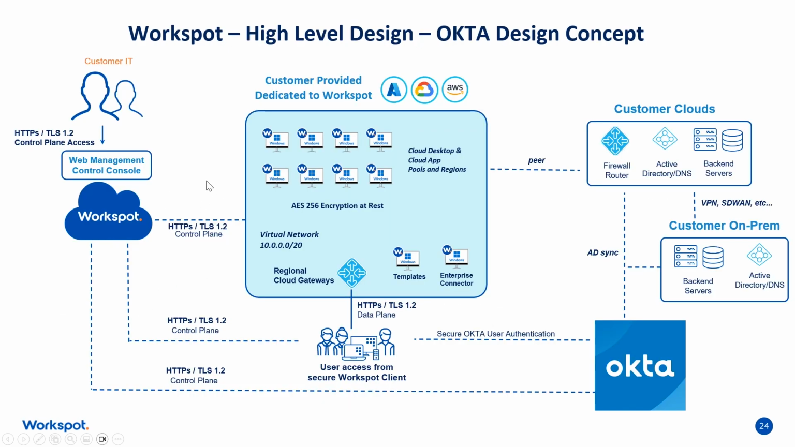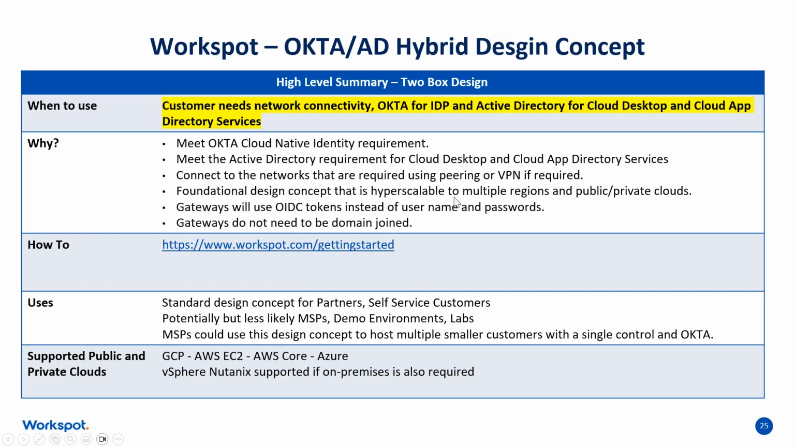So again, two-box design using Okta. We covered this because we do have to have connectivity over to a customer cloud, but you see, it doesn't fundamentally change from our foundational single box design. It's just that we need network connectivity, so we peer over to the other box. We already covered conceptually what this looks like in a single box design. We're just adding the networking piece to this.